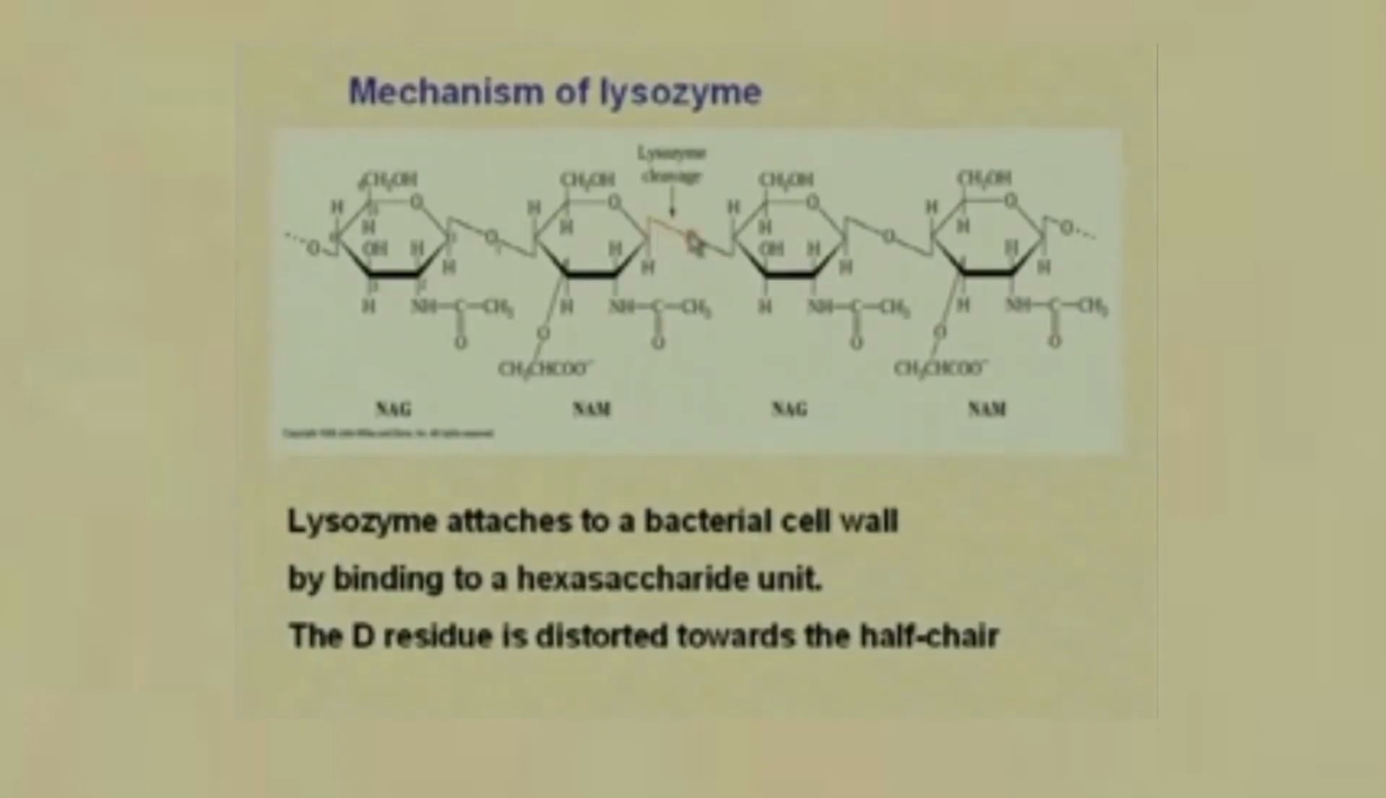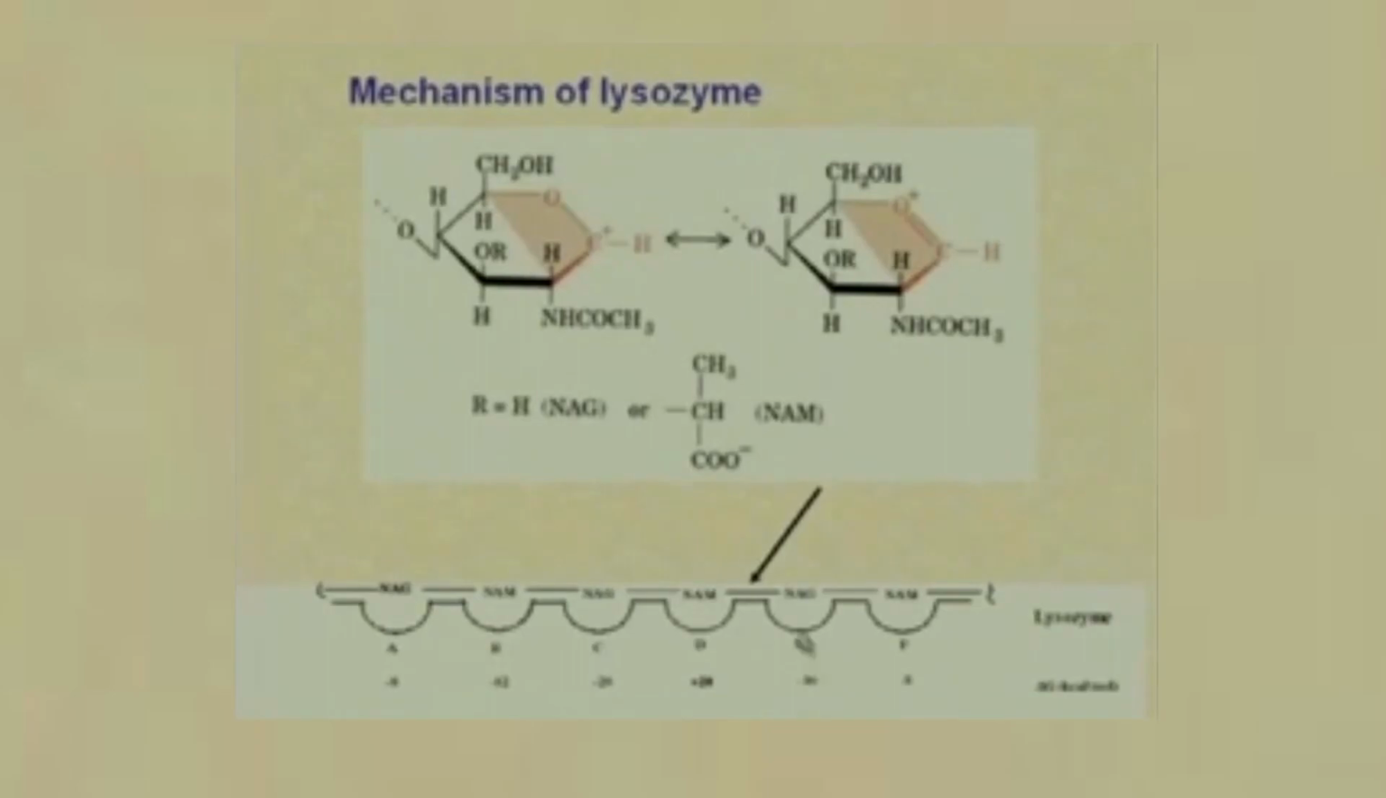Then we have the lysozyme that acts exclusively on this bond. It does not cleave this bond. It is that specific. Okay? So it will only cleave the beta 1,4 glycosidic linkage. Okay? So what does it do? The lysozyme attaches to a bacterial cell wall by binding to a hexasaccharide unit. What is this hexasaccharide unit? It is the A, B, C, D, E, F alternating NAG-NAM residues or NAG-NAM units that we saw in the previous slide.